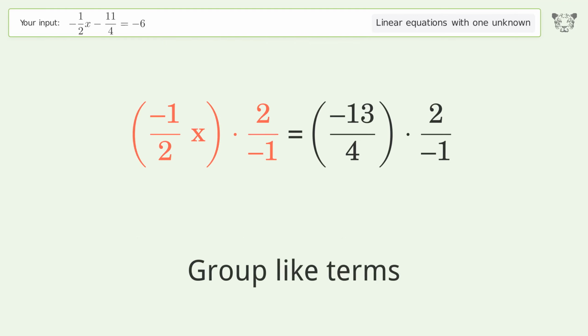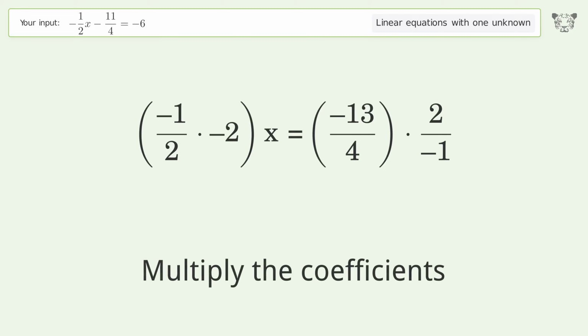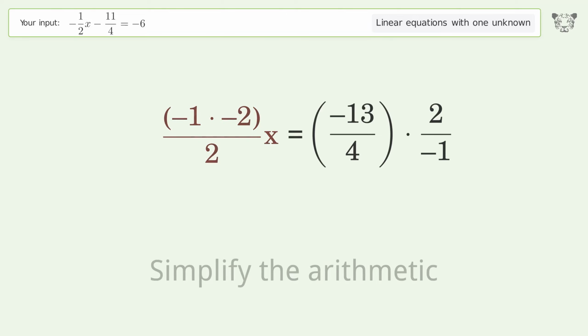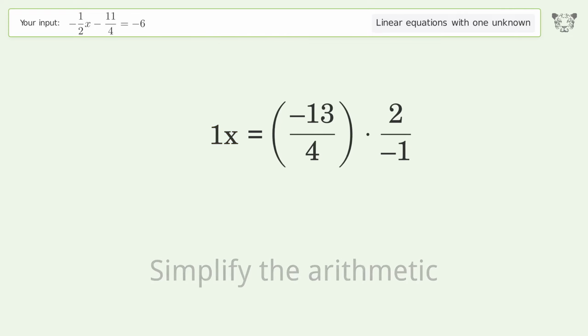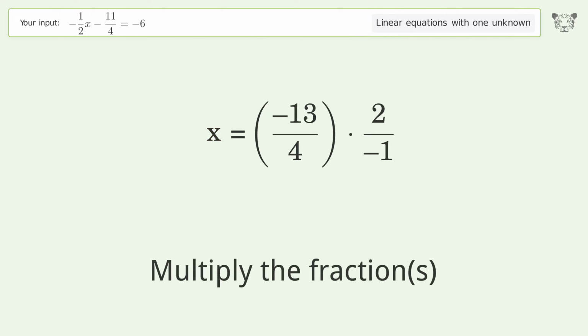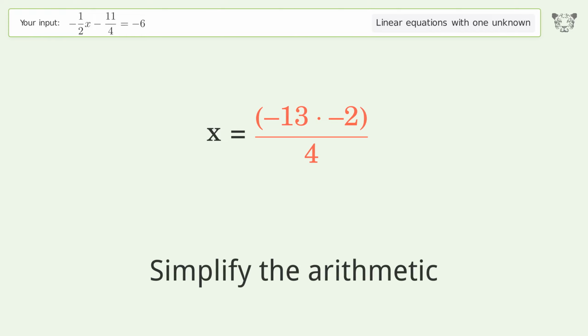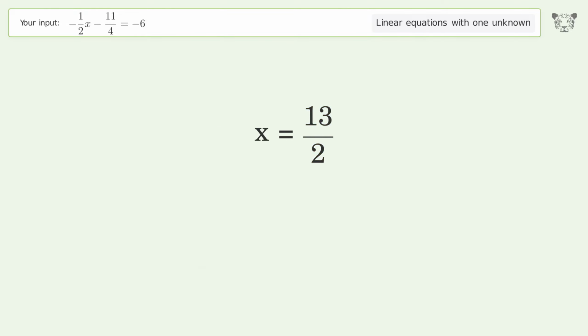Group like terms. Multiply the coefficients. Simplify the arithmetic. Multiply the fractions. Simplify the arithmetic. And so the final result is x equals 13/2.